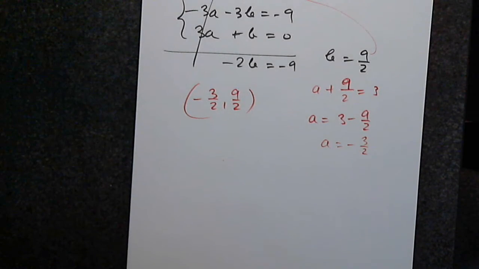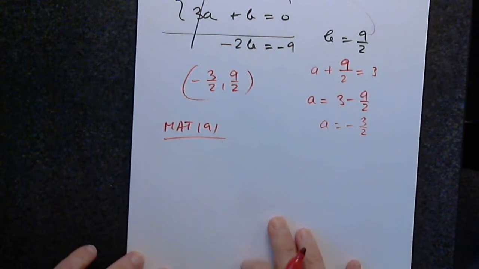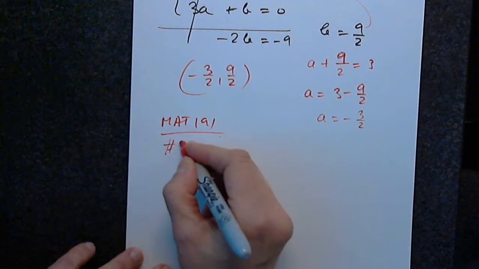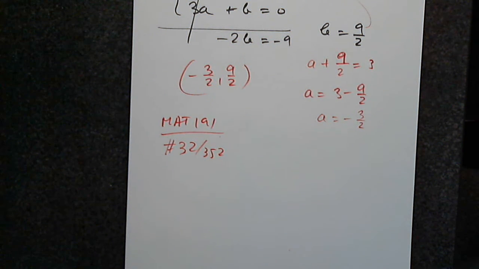Let's continue. It's number 32 on page 352. 32 on 352. Yep. 44, 52, 60.